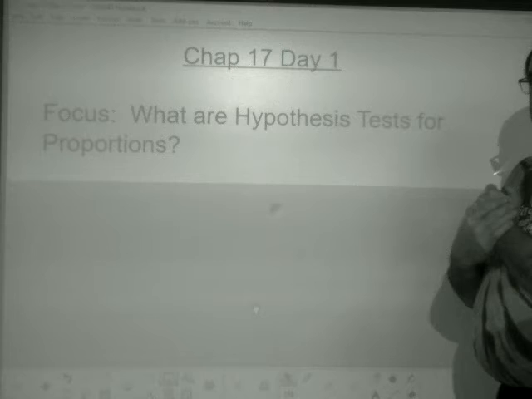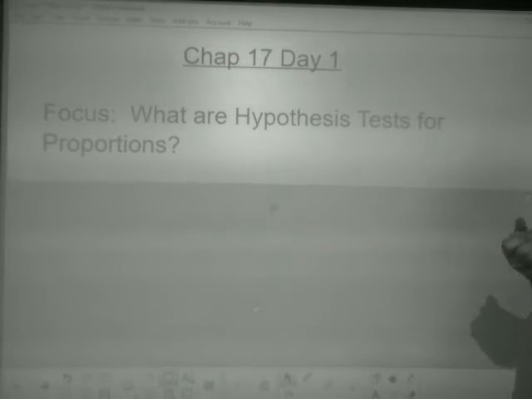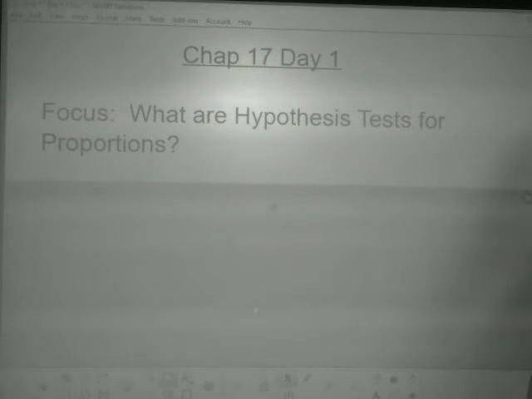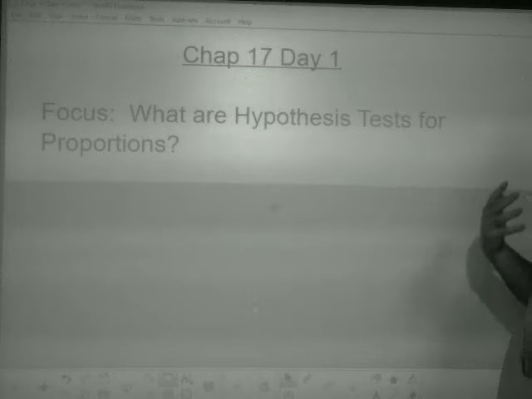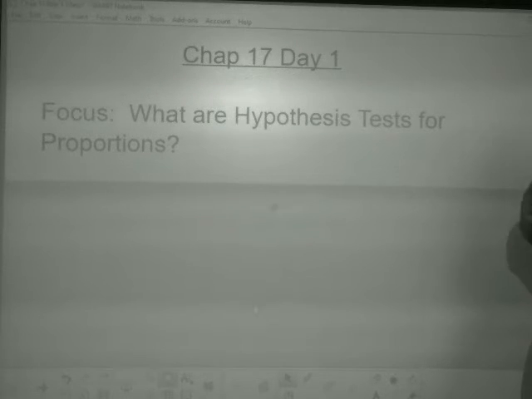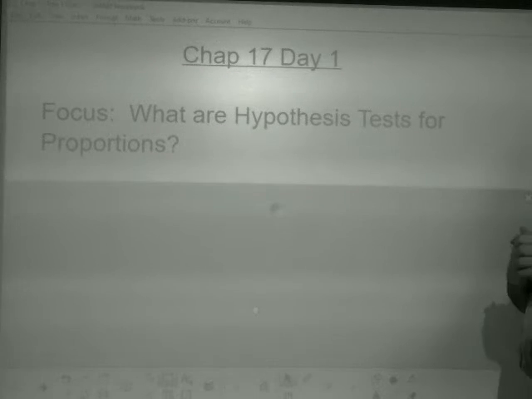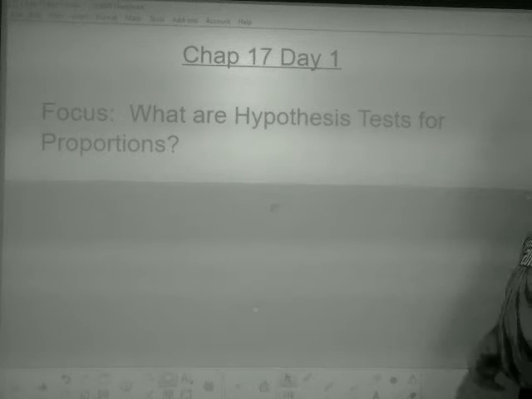Chapter 17, day 1. What are hypothesis tests for proportions? So we've done confidence intervals for proportions, but now we're going to do what we call a hypothesis test. So we're going to make some sort of hypothesis about what we think is going to happen, and we're going to try to generate enough evidence to prove some sort of alternative hypothesis.